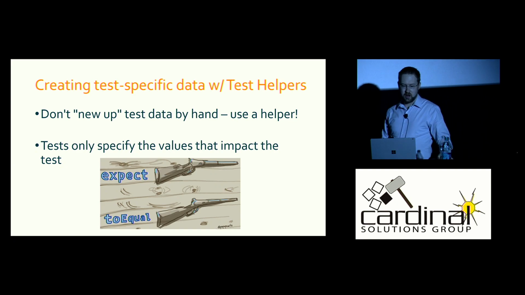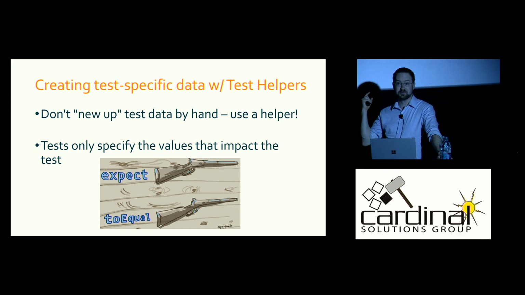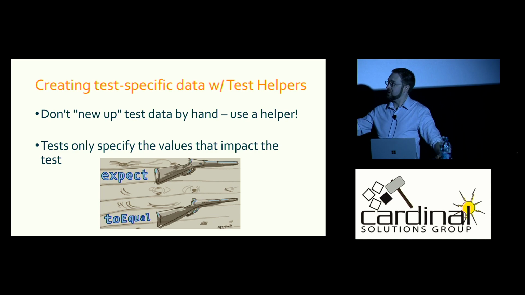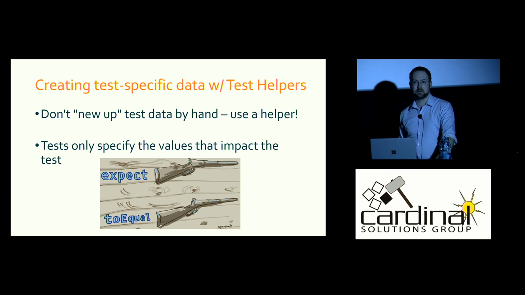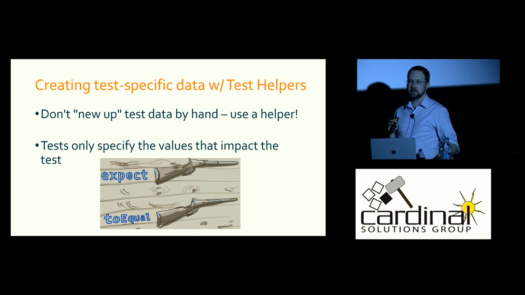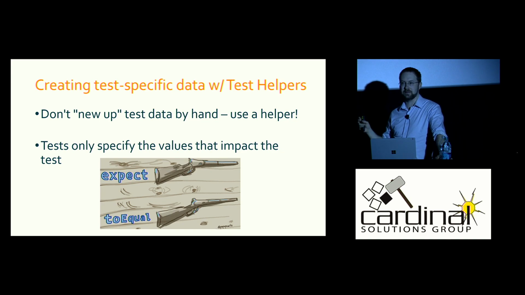I could go on and on about this stuff. I have a whole talk just on that test helper pattern. But for today, I want to focus on these two key points. Number one, don't new up your test data by hand, right? Wrap it in some kind of API that deals with that construction for you. And number two, when you create test data, only provide the values that actually impact the test outcome, right? Let the helpers give you defaults for everything else.